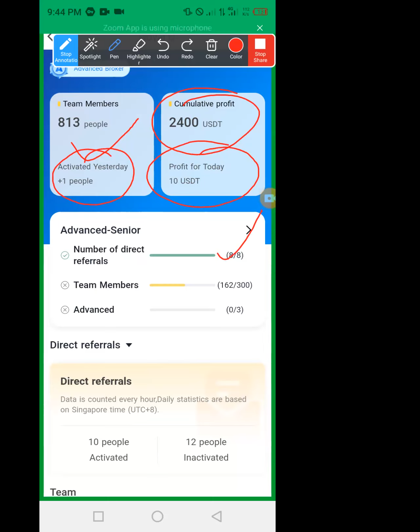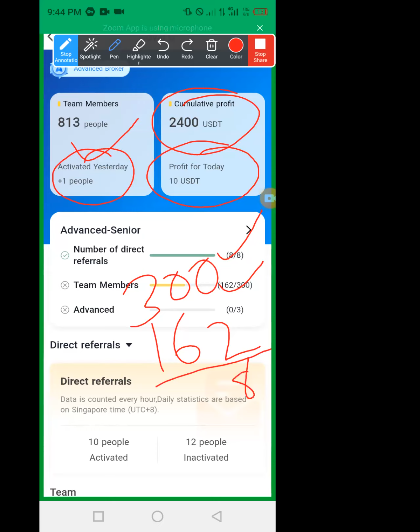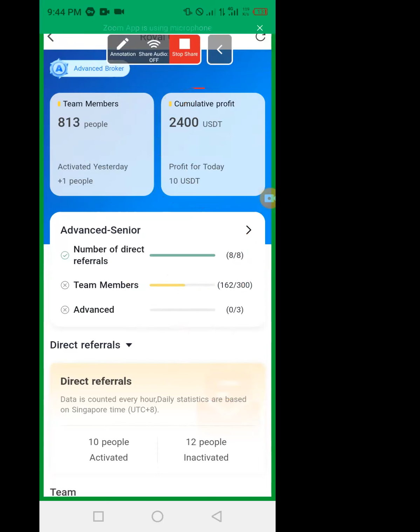This is what I need to go to V4. I need a team of 300 activated people. I have 162. So out of 300, how many people am I remaining with to become a V4? It is 138. I need only 138 people, and then I become a V4.